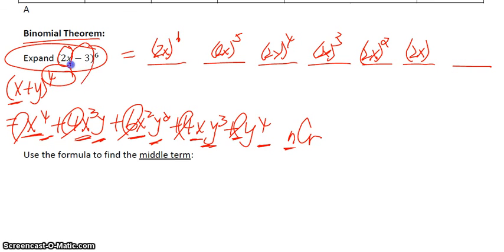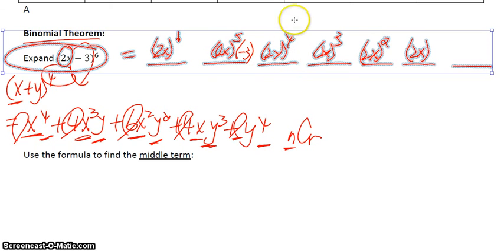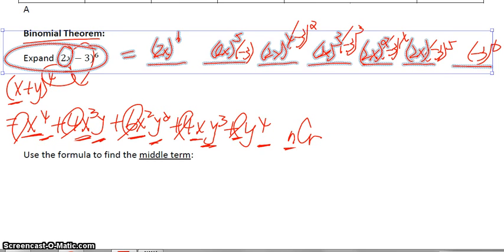The second one is -3. If the second term has a negative, then it will remain negative. (-3)^0, you don't need to write. (-3)^1 makes the second term negative. (-3)^2 will become positive. And (-3)^3 will be negative. Then (-3)^4, (-3)^5, and finally (-3)^6. So the result is you have terms with alternating signs: positive, negative, positive, negative.